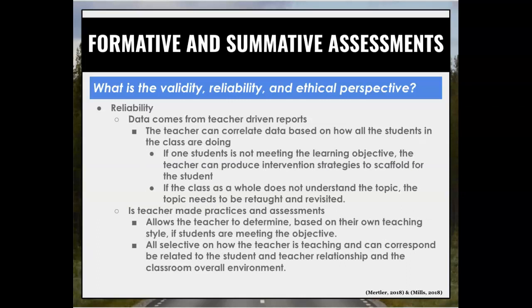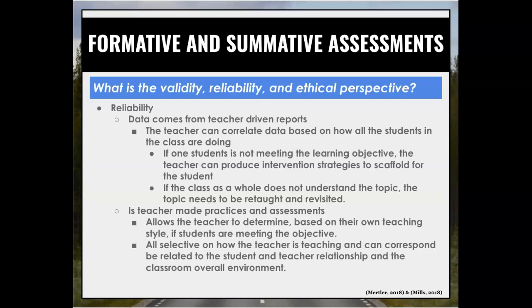So data comes from teacher-driven reports. We need to make sure that the teacher can correlate data based on how the class is doing overall. Even though a student may not be doing well, we also need to see if the whole class is doing well. If one student is not meeting the learning objective, the teacher can produce intervention strategies to scaffold that information for the student.